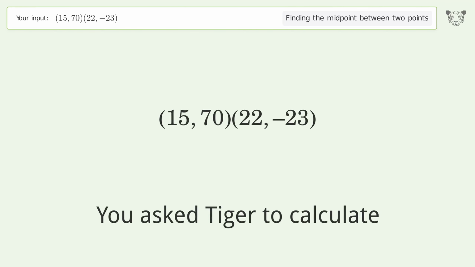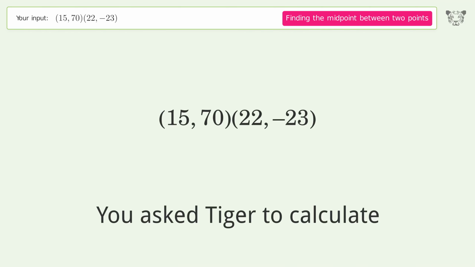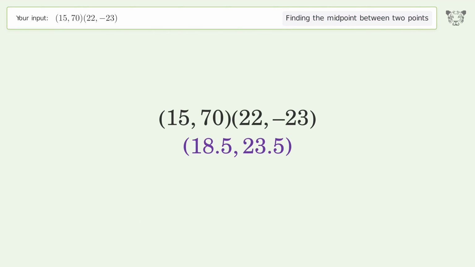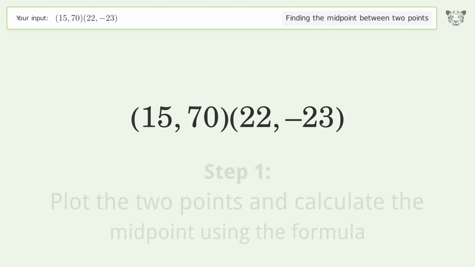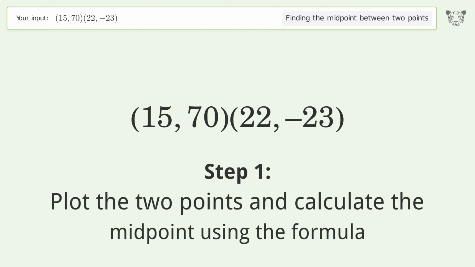You ask Tiger to calculate. This deals with finding the midpoint between 2 points. The midpoint between the 2 points is 18.5, 23.5. Let's solve it step by step. Plot the 2 points and calculate the midpoint using the formula.